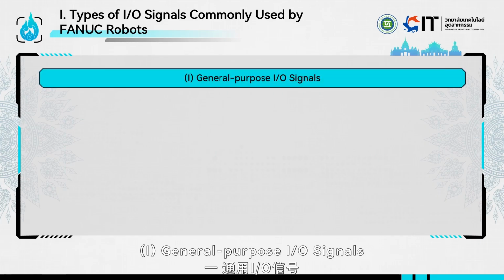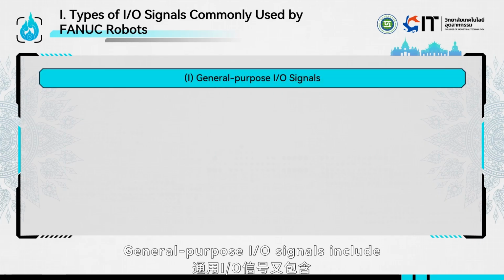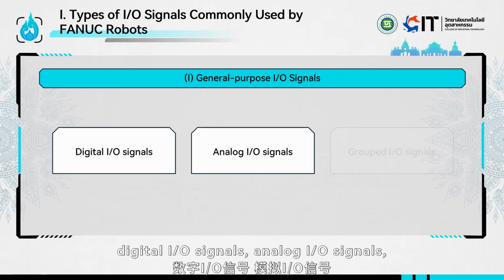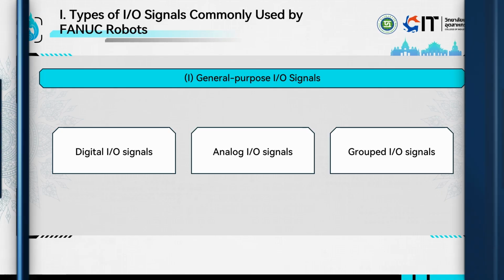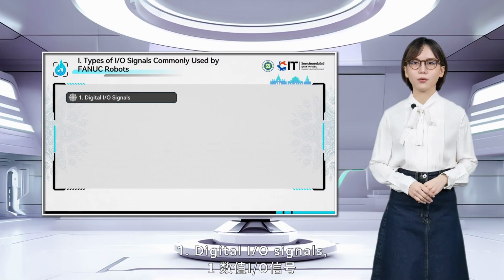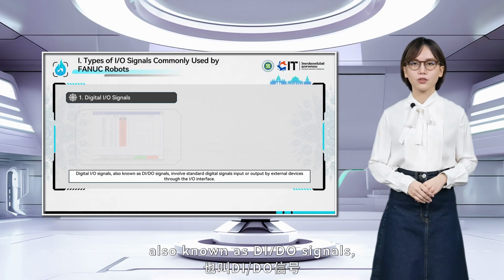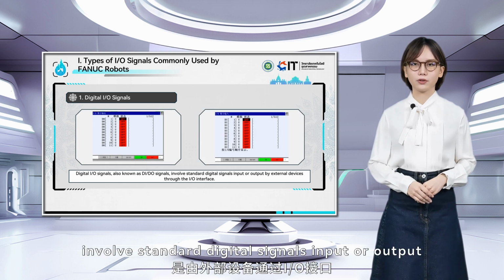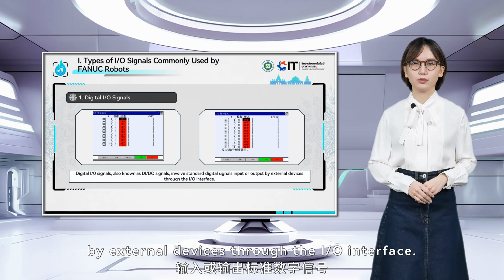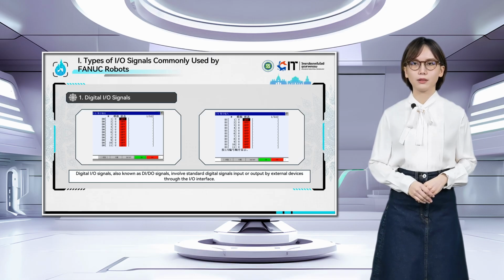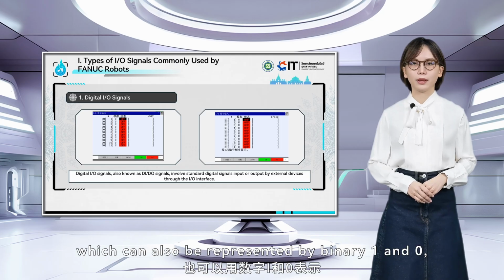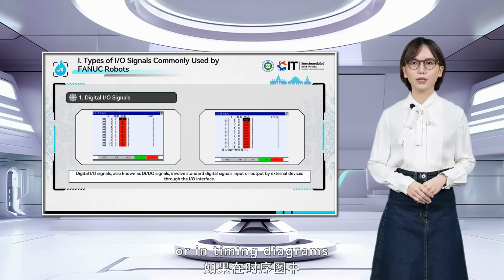1. General-purpose I/O signals. General-purpose I/O signals include digital I/O signals, analog I/O signals, and grouped I/O signals. 1. Digital I/O signals, also known as DI/DO signals, involve standard digital signals input or output by external devices through the I/O interface. These signals have values of on and off, which can also be represented by binary 1 and 0, or in timing diagrams as high and low levels.